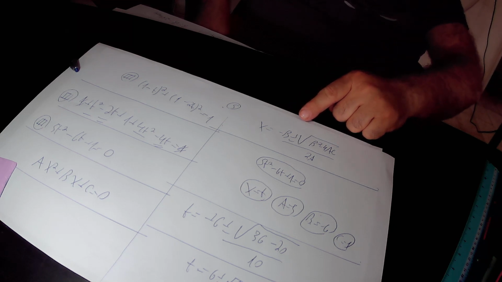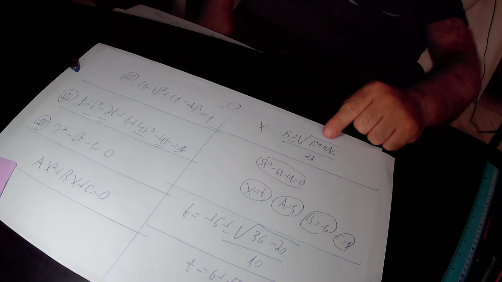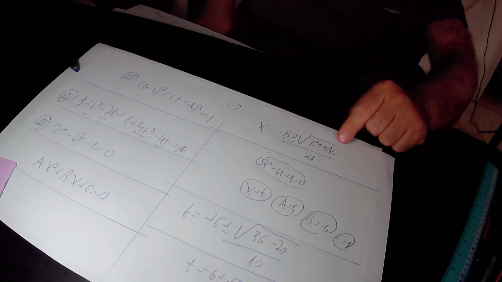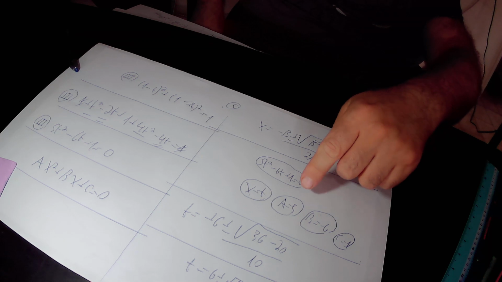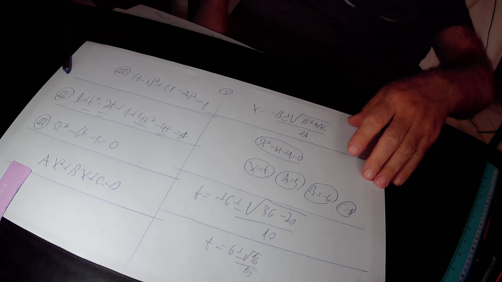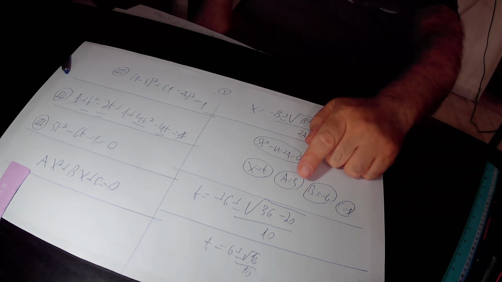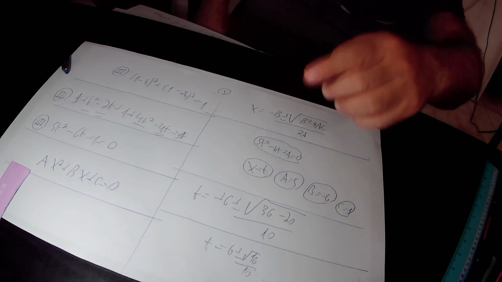b is minus 6, therefore minus b is plus 6, plus minus the square root of b squared. b is minus 6, therefore b squared is 36, minus 4 times a, which is 5, so minus 4 times 5 is minus 20, times c, which is 1, so minus 20 times 1 is minus 20. Inside the root we have 36 minus 20, divided by 2a. a is 5, so 2 times a is 2 times 5, that is 10.